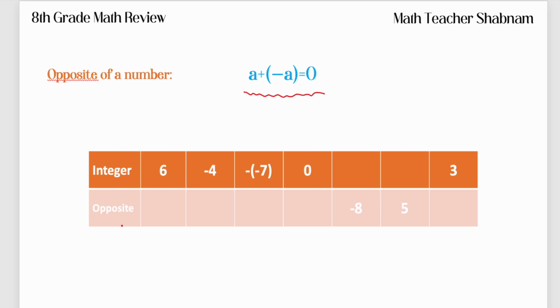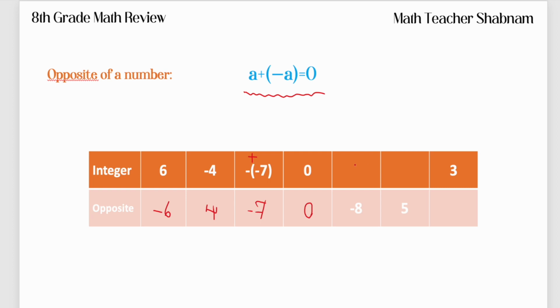Let's try down here to see what is the opposite of each of these numbers. The opposite of 6, or the opposite of +6, is -6. The opposite of -4 is 4. -7 is basically positive. So we have +7 up here. The opposite of that is -7. 0 doesn't really have an opposite. We can consider that as just 0.